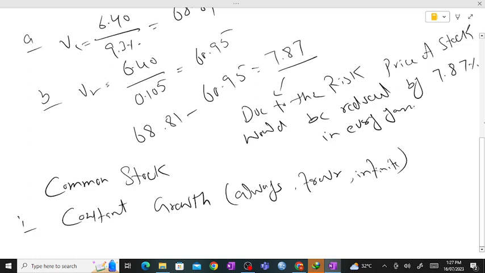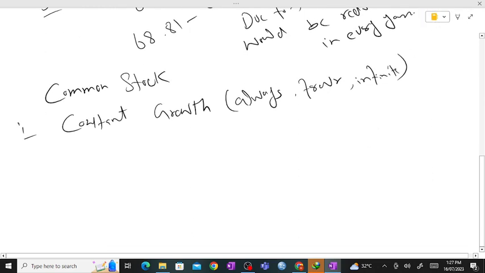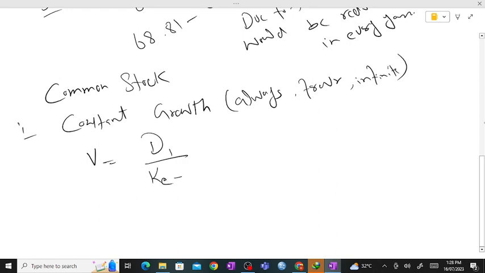That means anything you would receive, like 5%, you would receive for a finite period of time. Here you would receive for an infinite period, forever or always. So this is the case of constant growth, and we have a formula for that. Constant growth is V equals D1 divided by KE minus G. Keep that in mind.